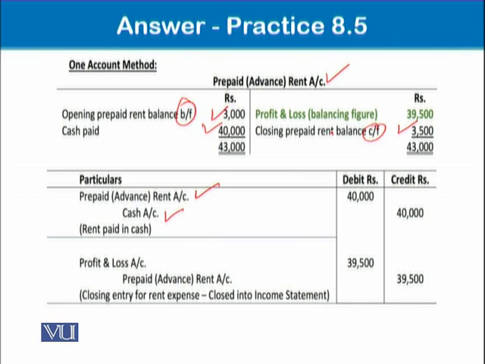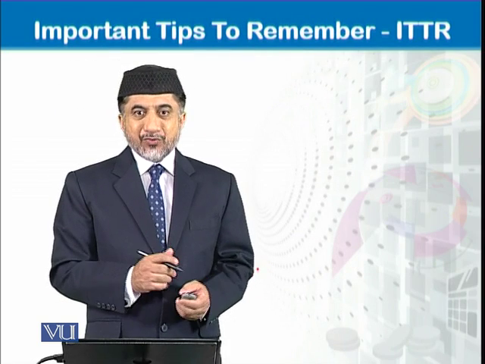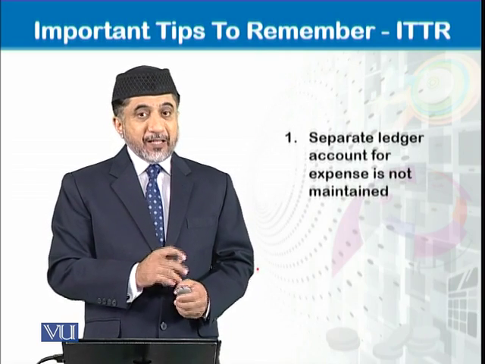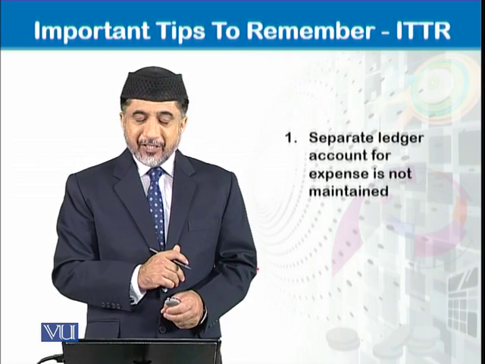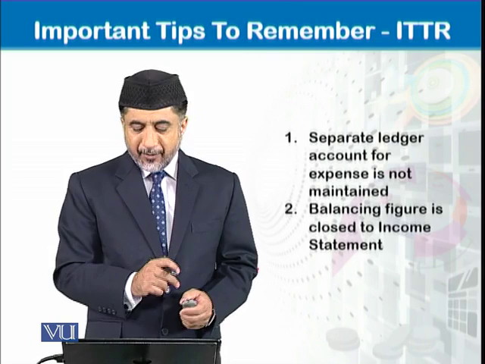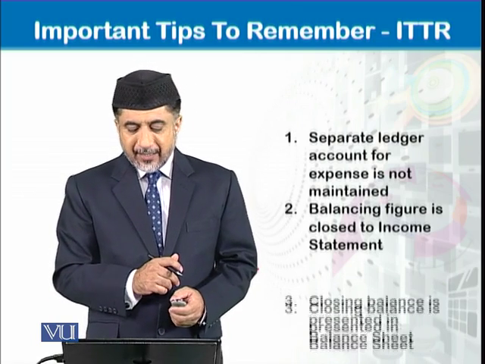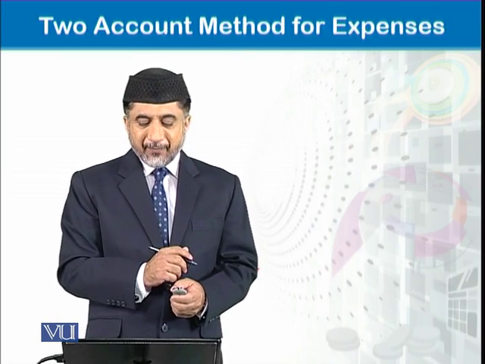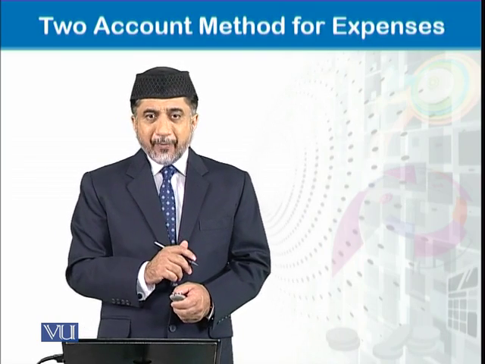For closing, yes, a closing entry will be passed. Profit and loss account will be debited, and prepaid rent account will be credited with 39,500. So the important tip to remember in this one account method is that a separate ledger account for expenses is not maintained, the balancing figure is closed to the profit and loss account or income statement, and the closing balance is presented in the balance sheet, obviously.